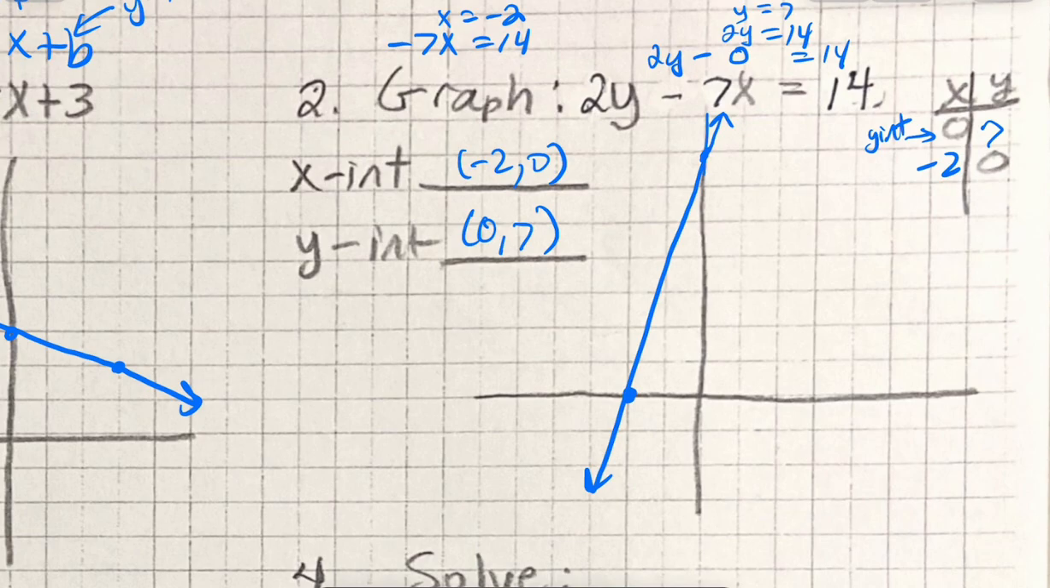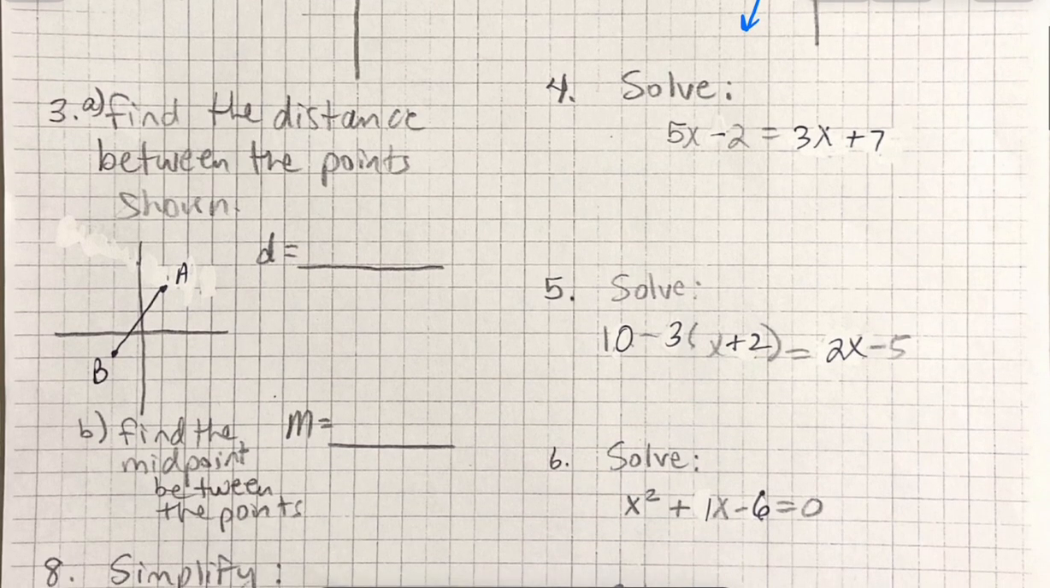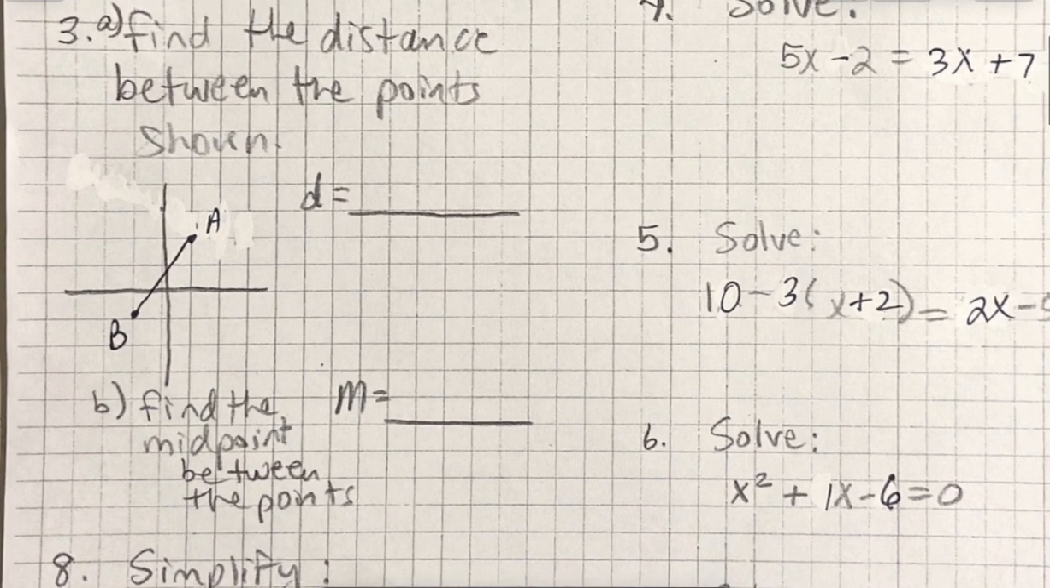So the first two questions are just graphing lines. Graph this one is going to be in slope-intercept form, and the other one is going to be in kind of almost standard form. Everybody okay with our first two types of questions? Okay. The next thing I'm going to ask you about is distance and midpoint.